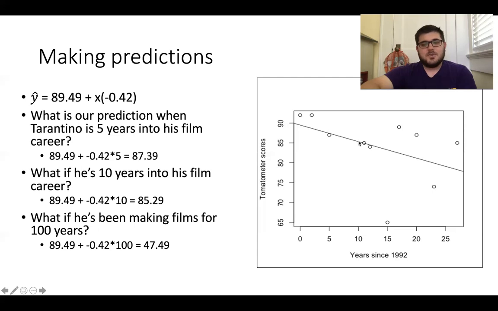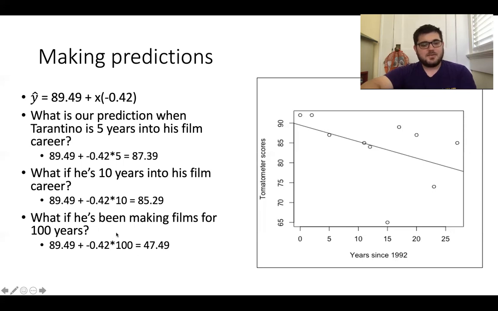Well, he didn't make a movie 10 years into his career. It looks like he made a movie 11 years into his career. But if he was to release a movie 10 years into his career, you don't know where exactly it would be. So I guess maybe we weren't technically close. You can plug in any X you want. You can plug in a negative X. You can plug in an X like how good are Tarantino's movies 100 years into his career?